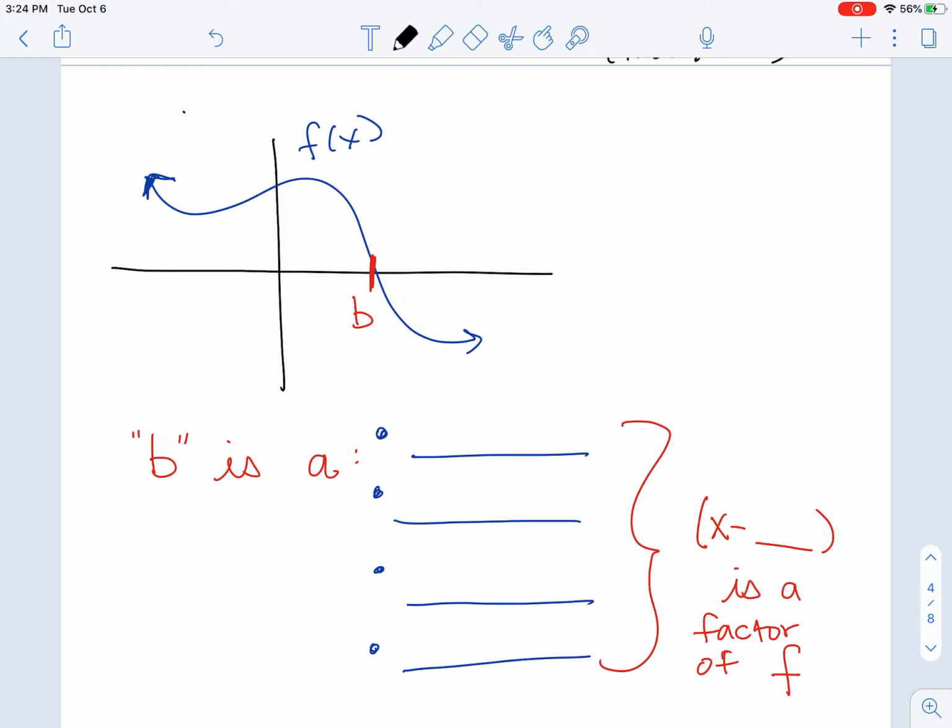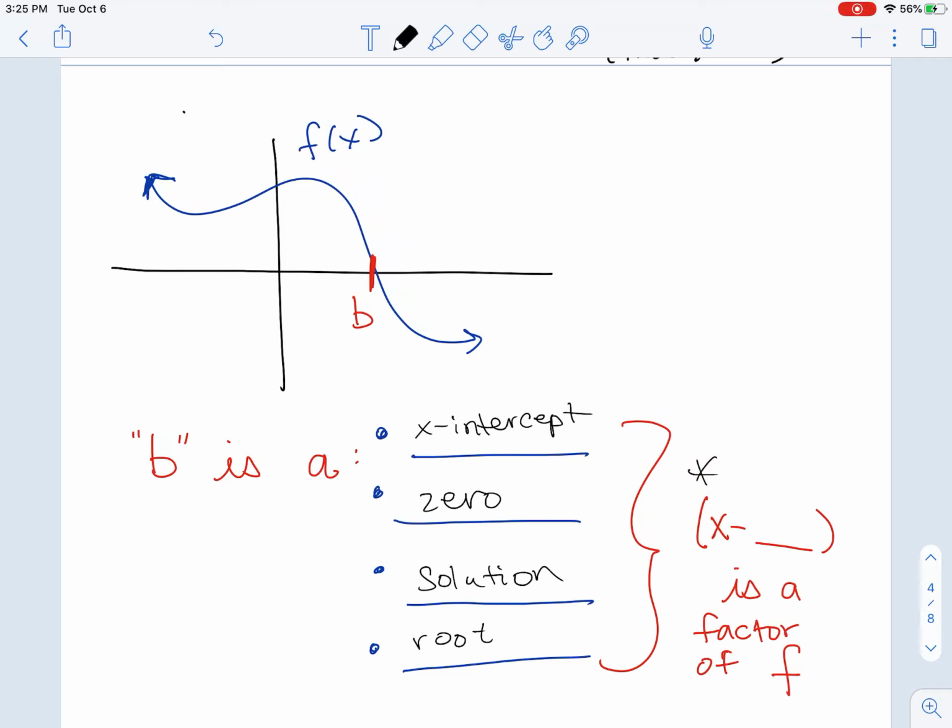So let's say here's our graph of f of x. We don't know what the function is, but here's what we do know. We see right here that it's crossing the x-axis at this value, x equals b. So we can call x equals b an x-intercept. We could call it a zero. We could call it a solution, or we could call it a root. So remember, all four of those words are synonymous.